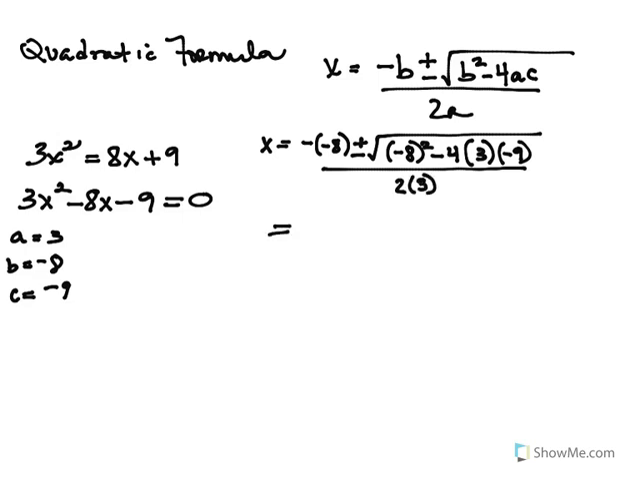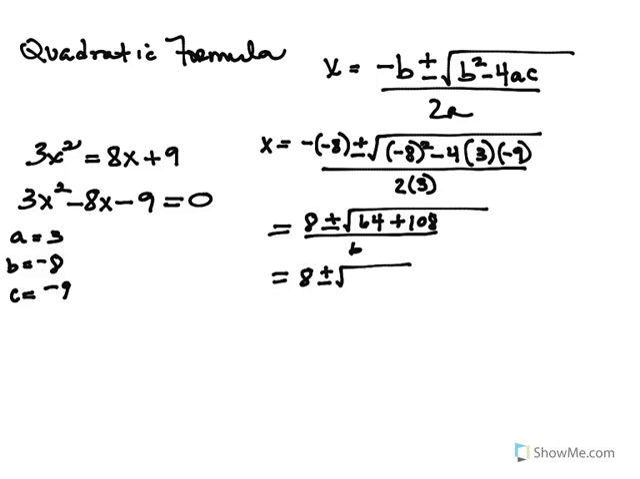Okay, so it's just a direct substitution into the A, into the B, into the C, okay? And so then we just simplify. So we get 8 plus or minus 64 plus 108 over 6. 8 plus or minus 108. So we get 8 plus or minus the square root of 172 over 6.